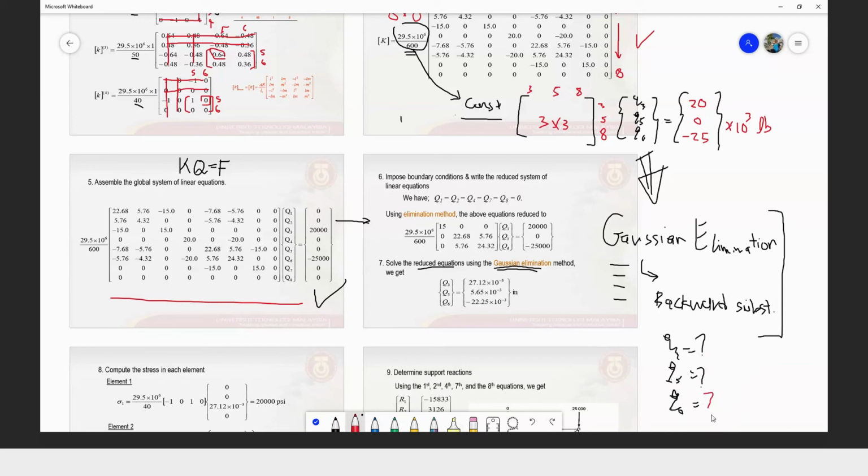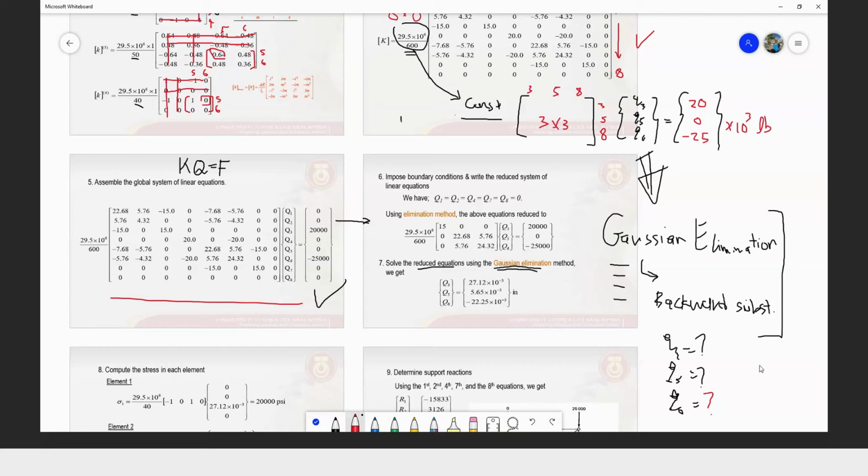Alright, that's why I prepared this assignment number 1. It looks very simple, but if you do not practice solving Gaussian elimination, then you will struggle during the test. You will struggle during the test.